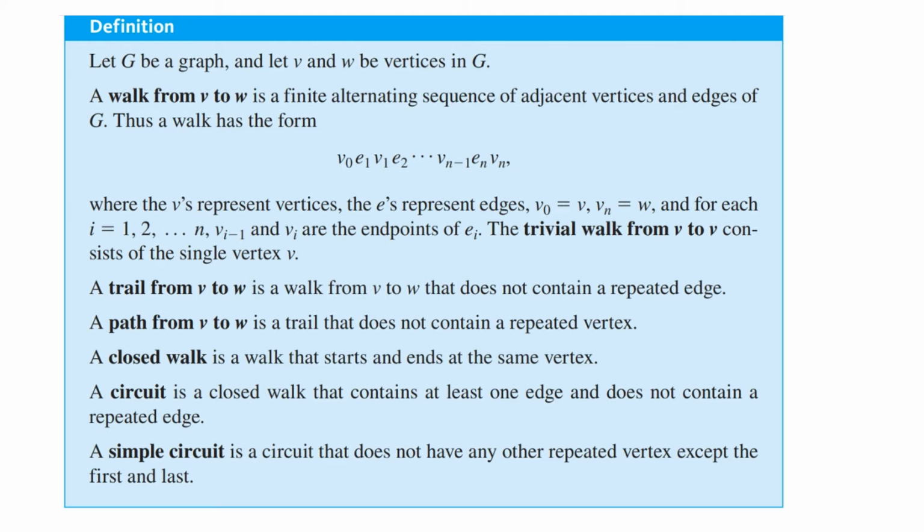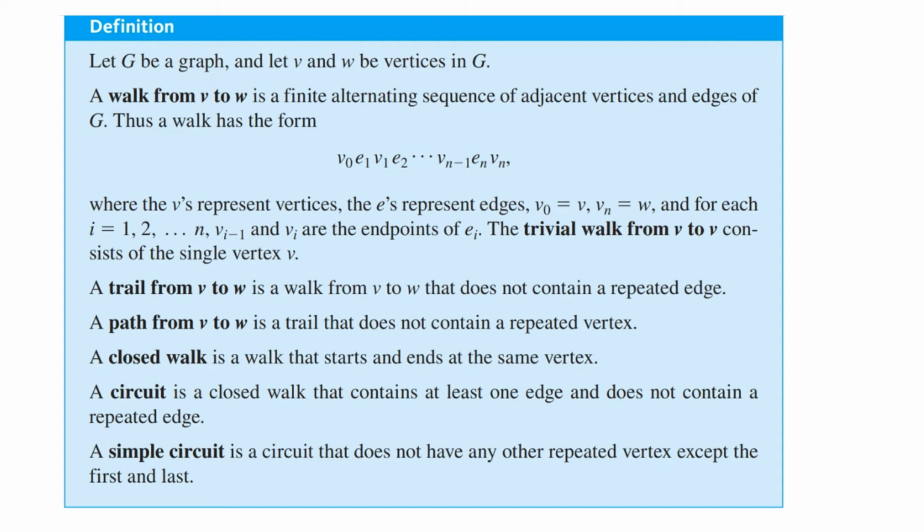A trail is a walk from V to W that does not contain a repeated edge. You might pass the same landmark twice, but through different paths. A path from V to W is a trail that does not contain a repeated vertex. And so, again, a lot of definitions.